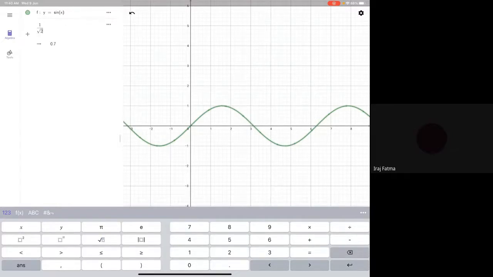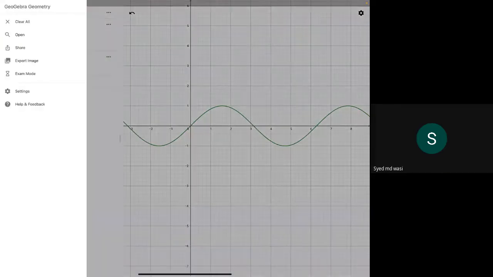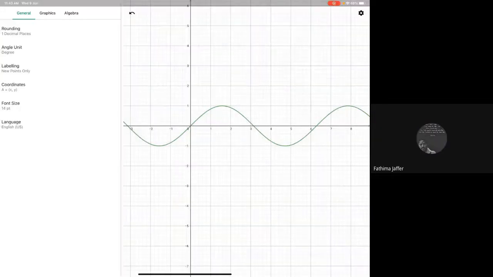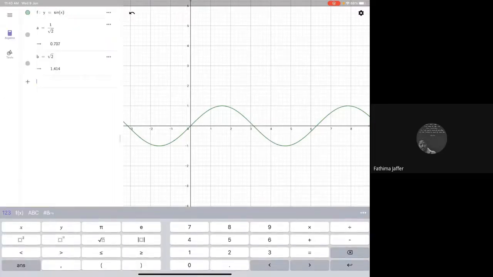Now everybody remembers the value of root 2, right? Root 2 is 1.414. So let me just change the decimal rounding to 3 units. Okay, fine. So it is 1.414. 1 by root 2 is 0.707.